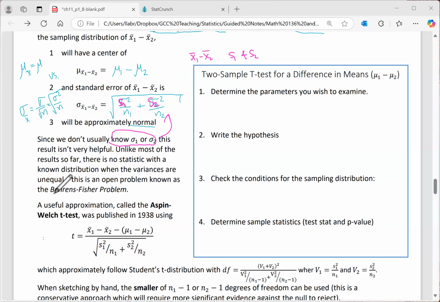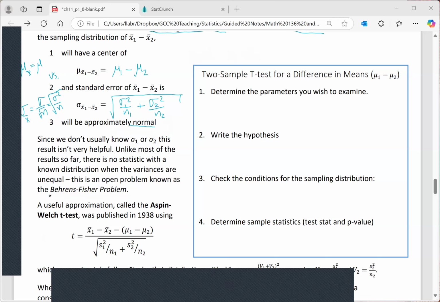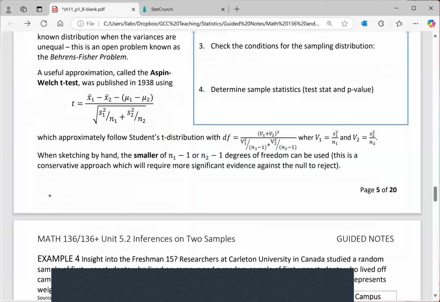So this is actually one of the few open problems in statistics. It's known as the Behrens-Fisher problem. And it's still open. So if you really are curious about this, you can also do some research as to what kind of statistic can be made when the population standard deviations are unknown. And there's all kinds of different statistics. There's one major approximation.